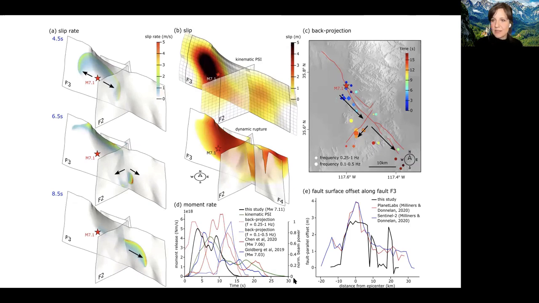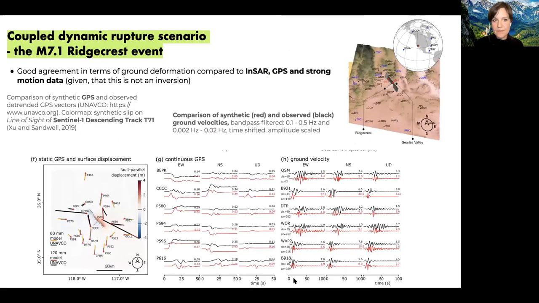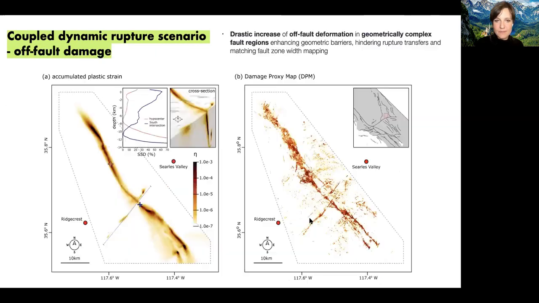And I will comment at the end about the potential effects of very near fault zone velocity structure leading to a locally slower rupture speed that is not considered in that model. We also see good agreement in terms of InSAR, GPS and strong motion data. Again, we have in magenta our models compared to observations. We have in red our synthetics for continuous GPS and ground velocity.